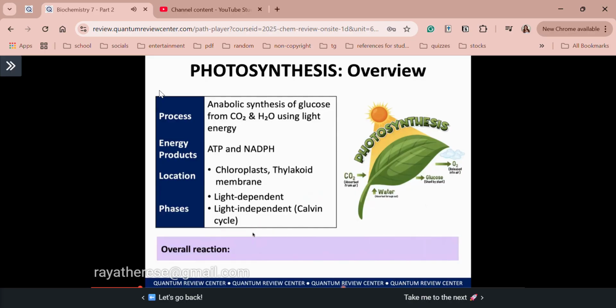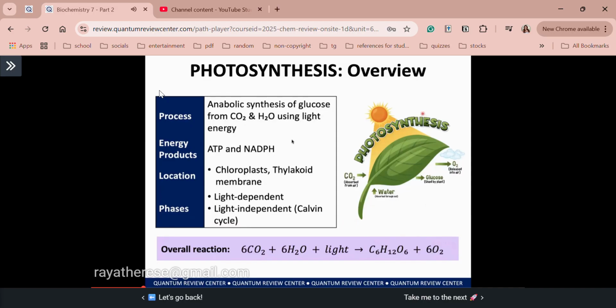So class, here is our overall reaction. Please remember our stoichiometry here. We need 6 moles of carbon dioxide and 6 moles of water plus an input of light to yield glucose sugar, or in general, sugar molecules, plus 6 moles of oxygen to be released into the air. Okay? Class, aside from plants, we have other organisms capable of doing photosynthesis.